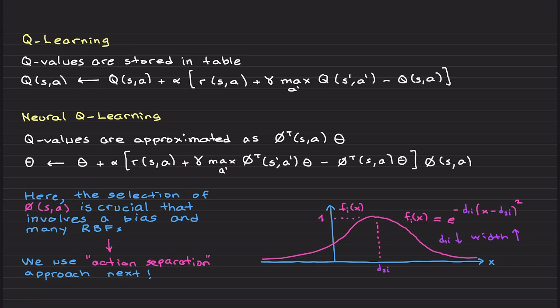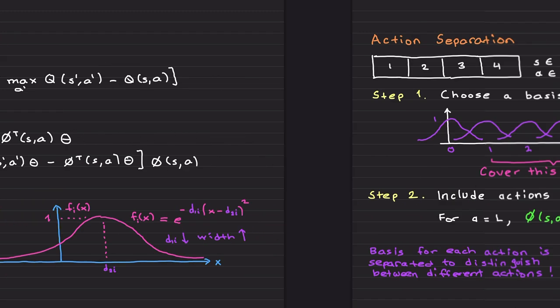All right, so I mentioned twice, I believe, in this video, the selection of phi is crucial. And we are going to choose, as a basis, a bias and radial basis functions of this form. But there is a specific way to select it, and I am going to introduce the action separation approach next. We are going to separate the actions from each other this way.